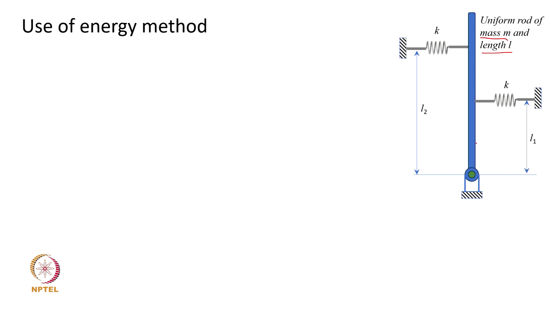This bar is connected to two springs at these locations. So, location A and location B, these are the two springs which are keeping the rod vertically straight. Now, what we want to do is to look at its dynamics once it is disturbed from its equilibrium vertical position.